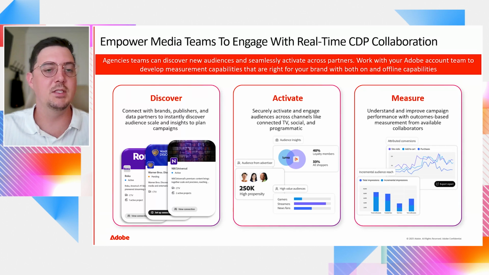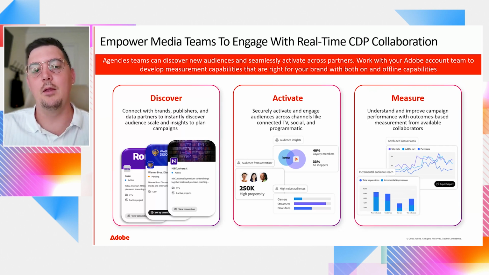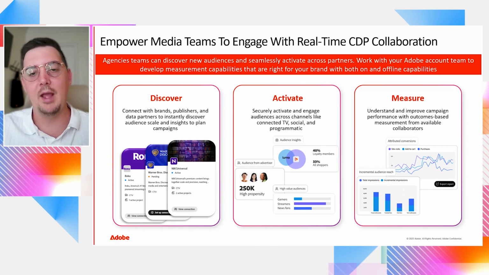So first, discover. As you can see, there are some huge publishers on this slide, looking at Roku, NBCU, Warner Brothers, and you can then instantly set up within Collaboration CDP an instance with one of these partners, along with many more, to understand those overlap analyses, and we'll dive into that more. Then you can push it over to activate it.